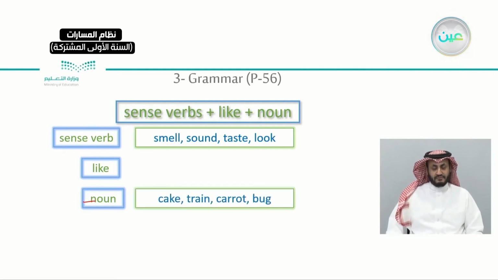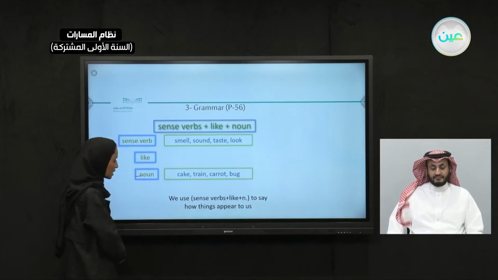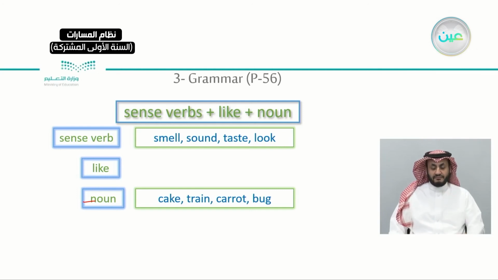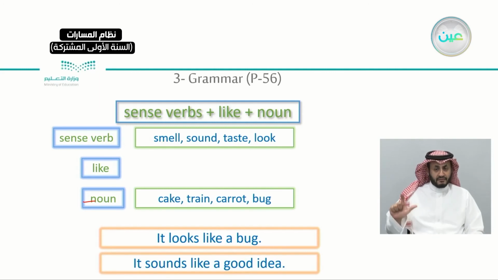What is this noun? It could be it smells like a cake, it sounds like a train, or it tastes like carrot, or looks like a bug. What appears to you from the first sight. So I can tell in here, we use the sense verb like plus a noun to say how things appear to us, not reality, how it appears to me. So it looks like a bug, it's not a bug actually, and it sounds like a good idea. The first thing that you believe.